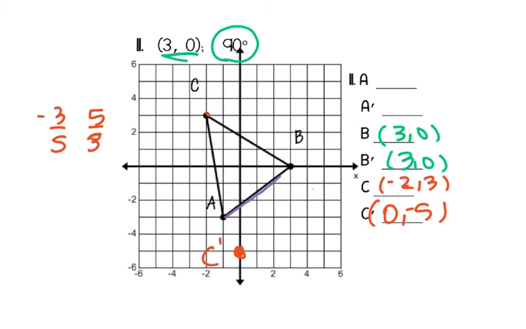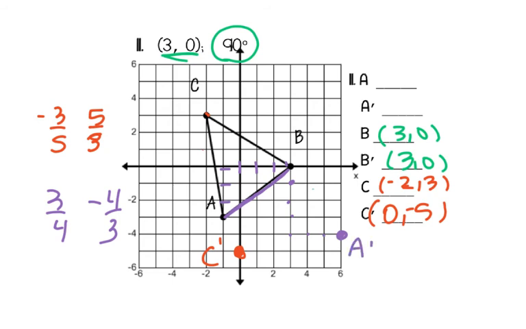So if I look at my slope between there, it's 1, 2, 3, and then 1, 2, 3, 4, so 3/4. And so -4/3 is the slope I'm going to follow. So I'm going to go down 1, 2, 3, 4, and then over 1, 2, 3. So that's going to be my A prime.